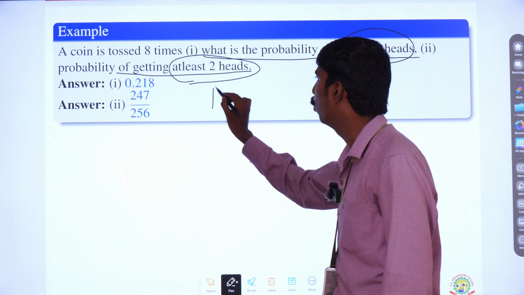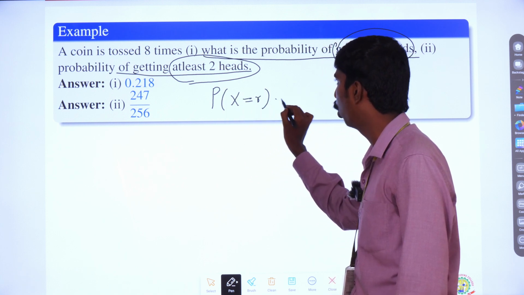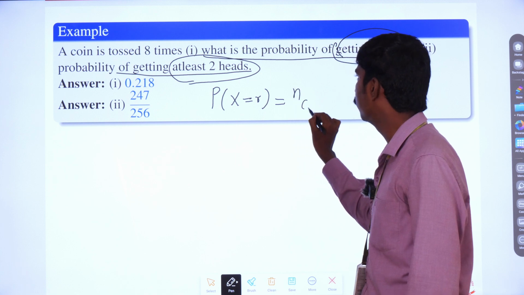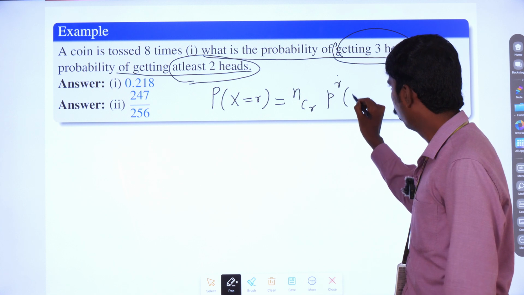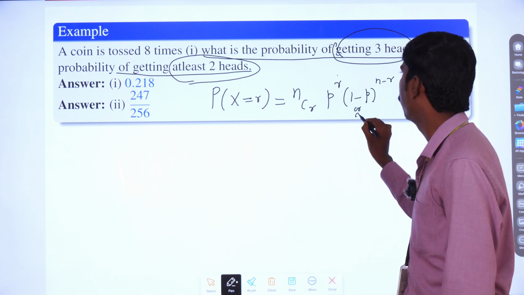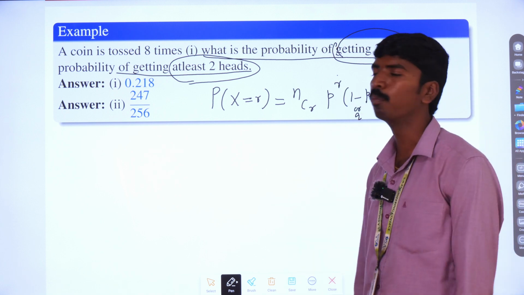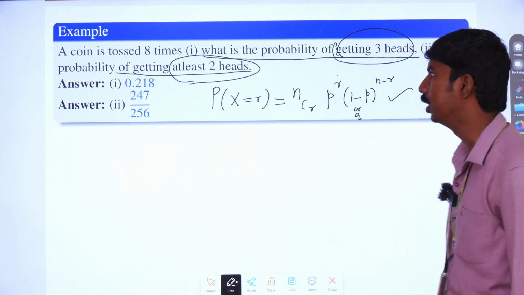I will write the Bernoulli formula I studied: probability of X equal to r is equal to nCr p power r into 1 minus p power n minus r. Either you keep this 1 minus p as q. So this is the formula, and I am going to solve this problem using it.